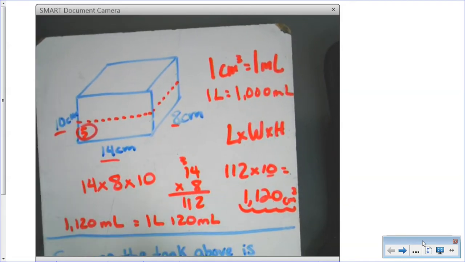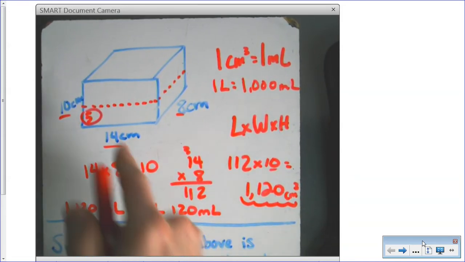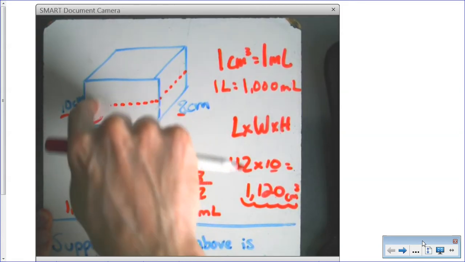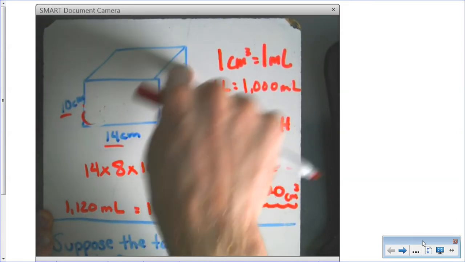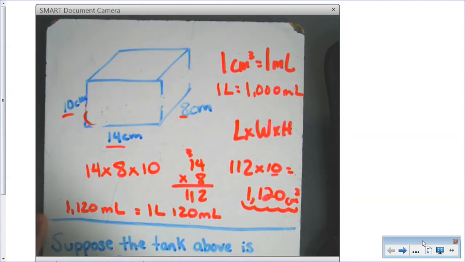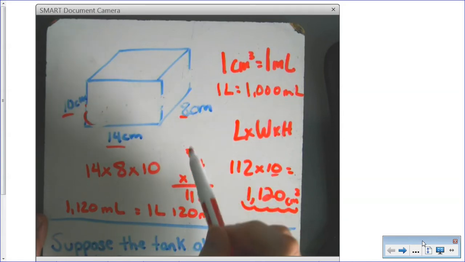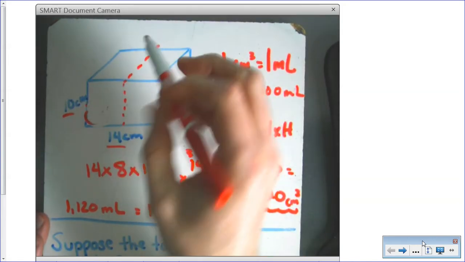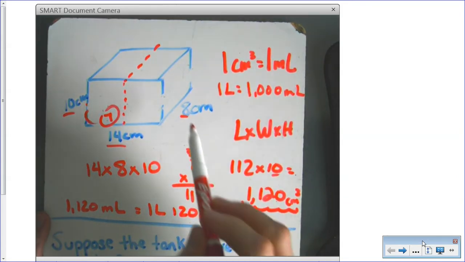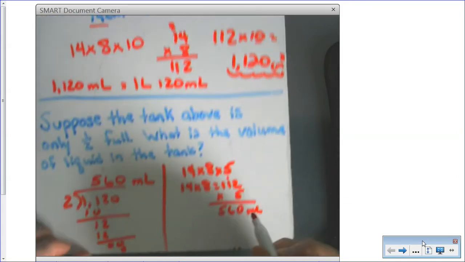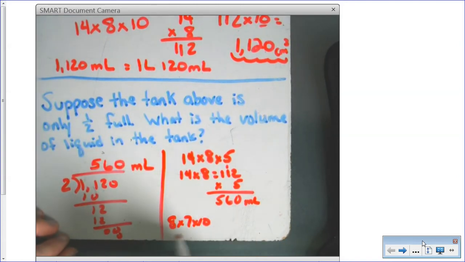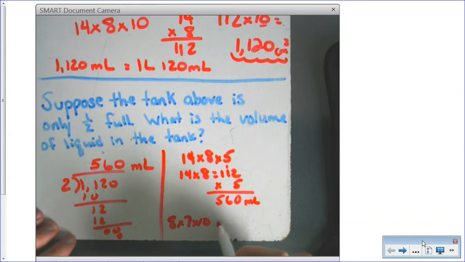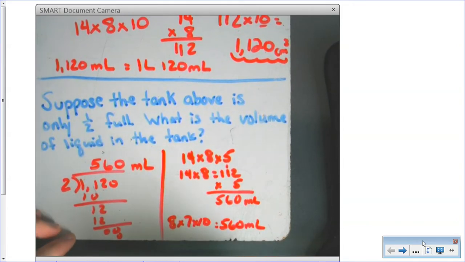The exact same answer as taking half of the volume of the full tank, if I take half of one dimension. Now, what if I were to keep 10 centimeters as my full height, and I keep 8 centimeters as my full width, but let's say I take half of my length, and I go with 7 over here, and I do 8 times 7 times 10. Well, 8 times 7 is 56, times 10 is 560 milliliters. So if I'm going to take half of one of my dimensions, I have to be sure that I'm only taking half of one and not all 3 dimensions, which is a very, very common mistake to make.